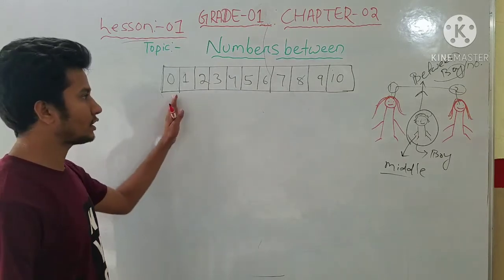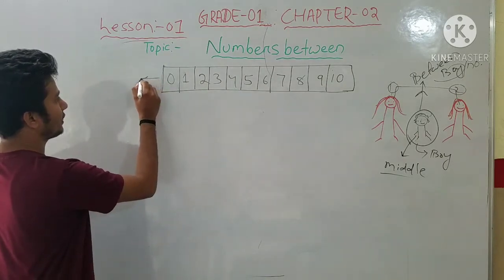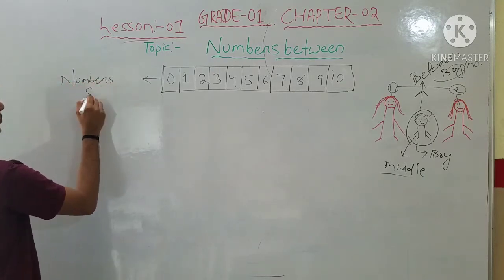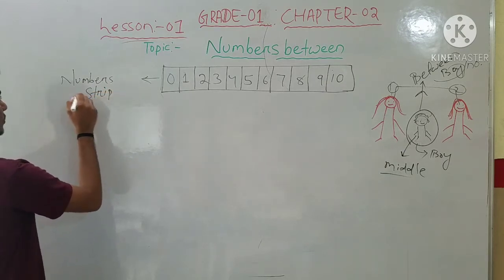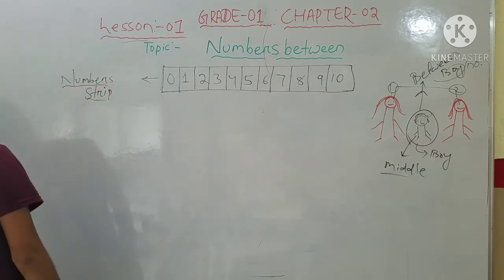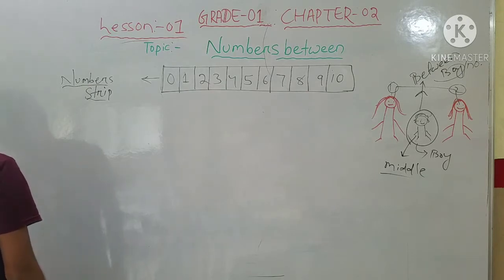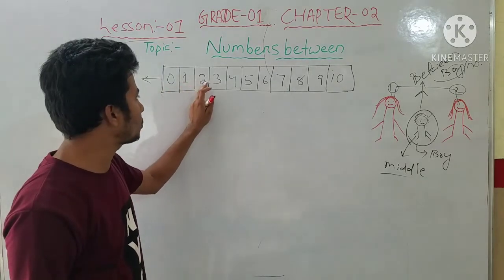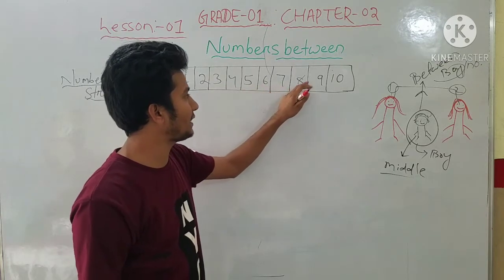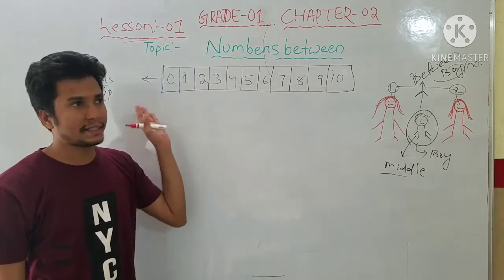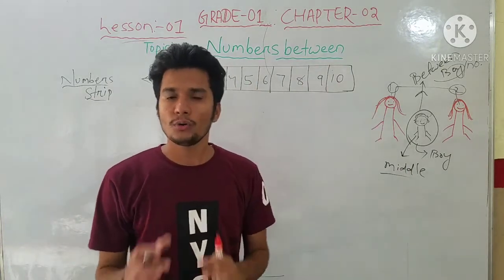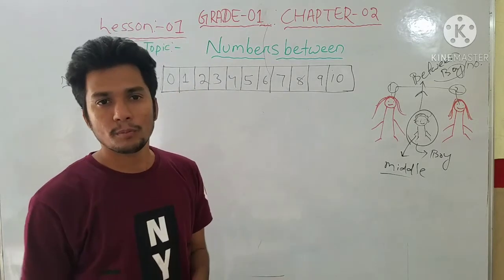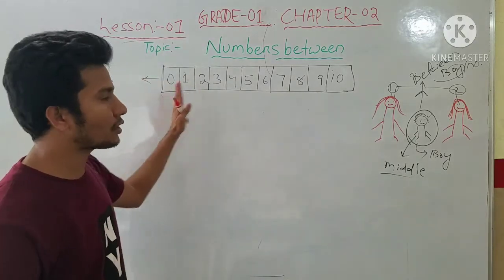We know this is called a number strip. First starting is 0, 1, 2, 3, 4, 5, 6, 7, 8, 9, 10. For example, I take from 0 to 10. You can take 11, 12, 13 up to 100. It's not a problem, but for a small example, I take from 0 to 10.